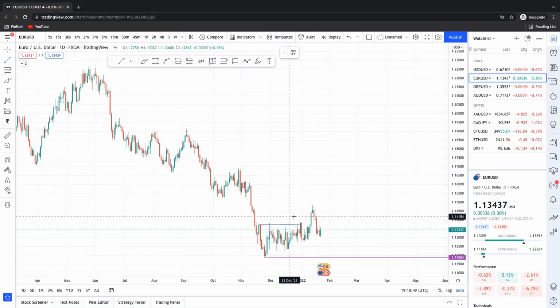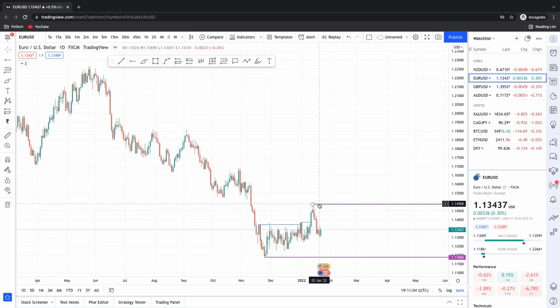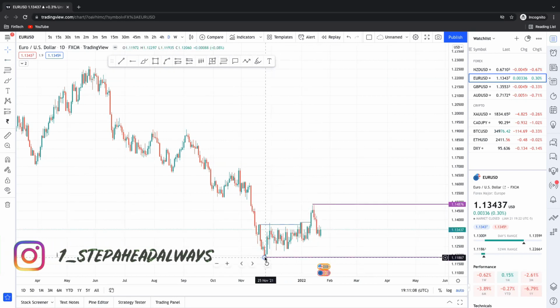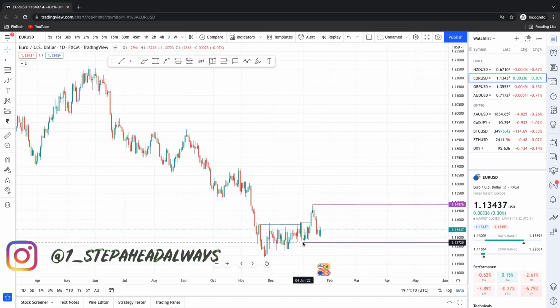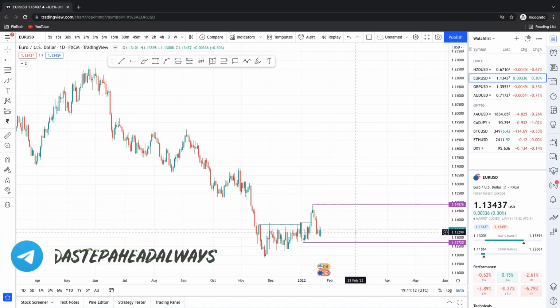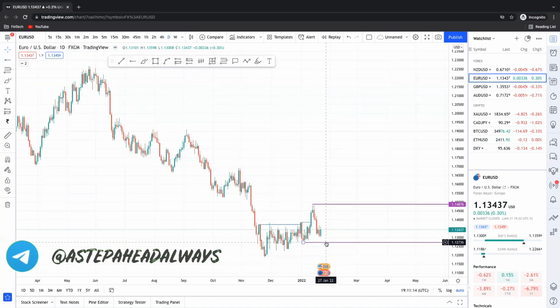It's the same thing here on the euro dollar as well. So we have bullish intention, first break and second break, and we have confirmation of trend in the bullish direction on daily. Now technically this is the low on the daily, and it hasn't been violated yet.